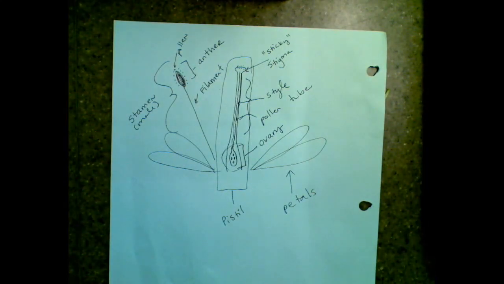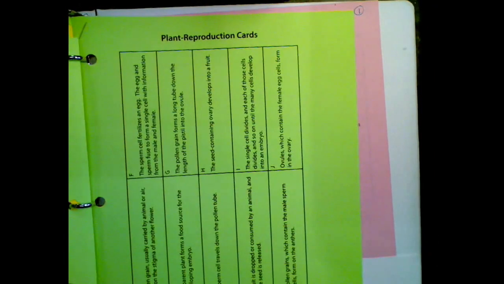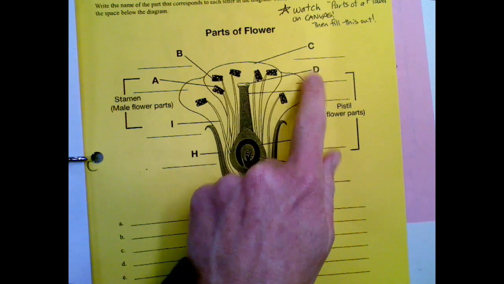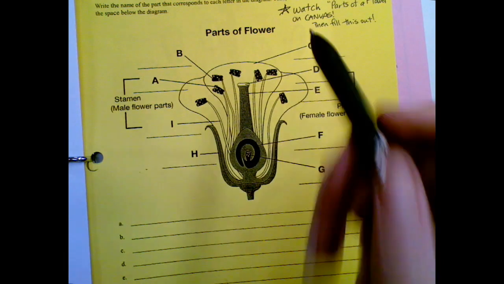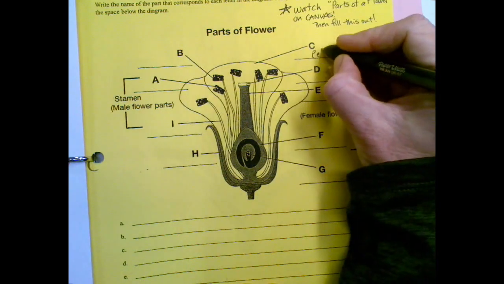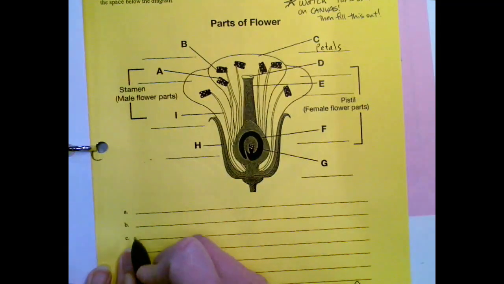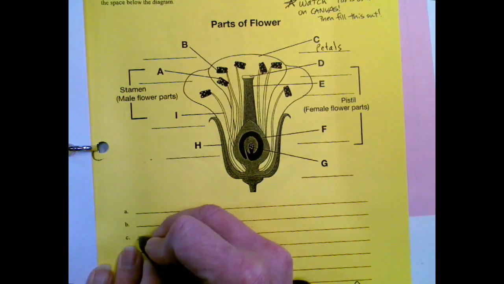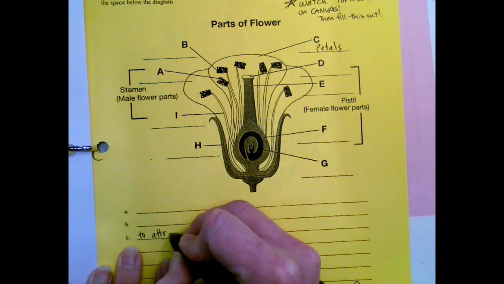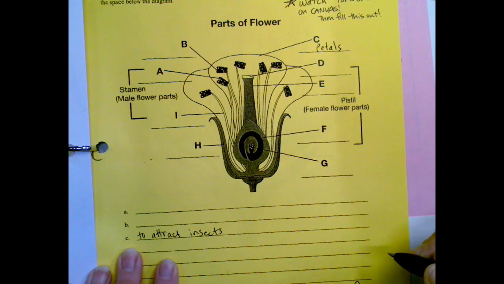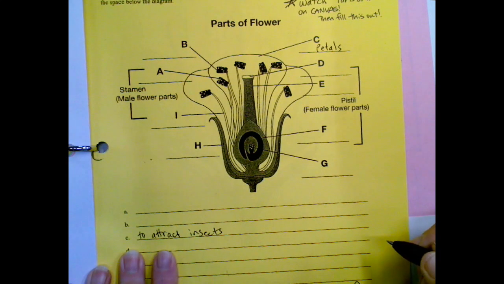Parts of a flower. So what you guys are going to do for homework is you are going to look at this yellow paper that you have towards the back of your notebook. You're going to tell me up here what each part is. So for example, these things in the background are petals. And then down here where it says the same letter, you're going to tell me what the petal is for. I would say to attract insects. And insects are there to help with reproduction.